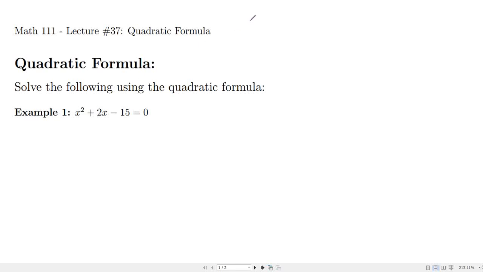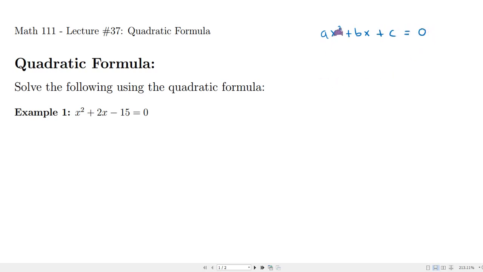So our next lecture is on the quadratic formula. This is another method that we can use to find the solutions to a quadratic equation, or the roots, and this is how it works. Let's say that we have a general quadratic equation: ax squared plus bx plus c equal to 0.